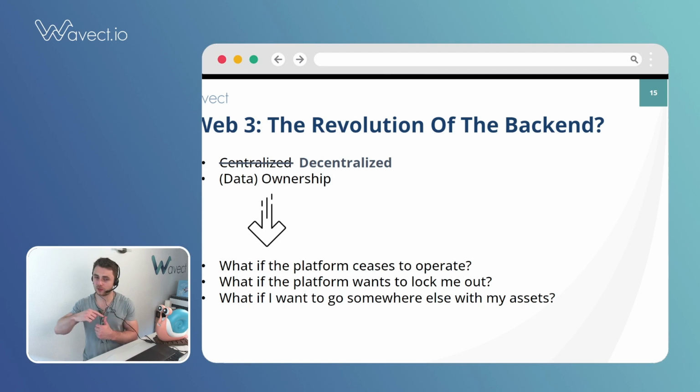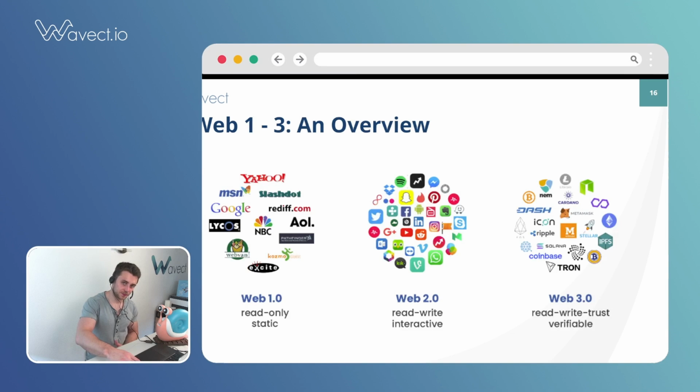So if the platform ceases to operate because they went bankrupt, or something else happens, you always know for sure that you get your money back because you actually own it, or at least you were able to see on what rules they were operating.